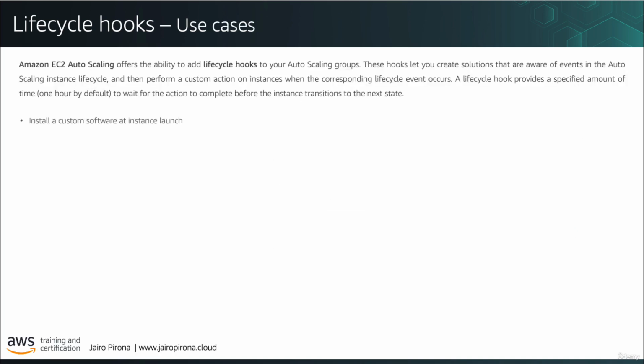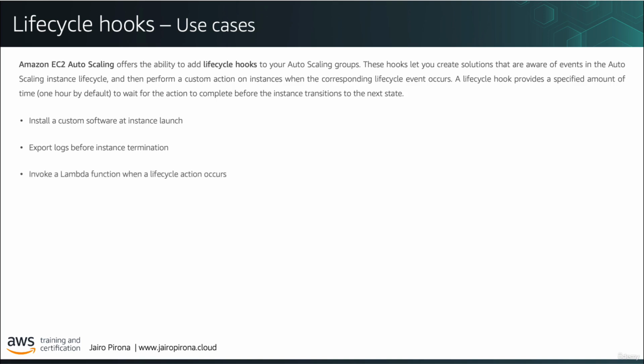Now, let's look at some common cases for lifecycle hooks. Lifecycle hooks can be used to install custom software when launching the instance. This is also possible without using lifecycle hooks by simply supplying the script as user data, as we have already done throughout this course. But when combined with lifecycle hooks, we can add validation. That is, we can instruct the auto-scaling group to proceed with launching the instance only if the script has been executed successfully. Lifecycle hooks can also be used to export logs before instance termination.